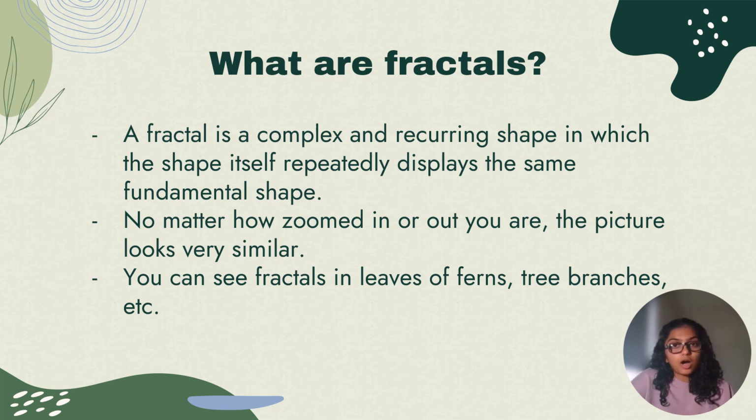A fractal is a complex and recurring shape in which the shape itself repeatedly displays the same fundamental shape. So you can zoom in a lot or you can zoom out a lot, and no matter how you're looking at it, the picture looks very similar. I'm going to show you some examples in the next slide, but you can see fractals in leaves of ferns, tree branches, etc. So you can start thinking in your head what that might look like. It's really just a shape that's repeating. So you can look at it in any way. You can zoom in a lot, you can zoom out a lot, and you'll see that same pattern, that same shape.